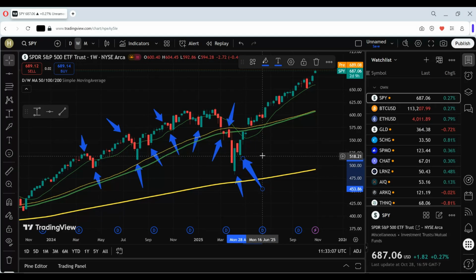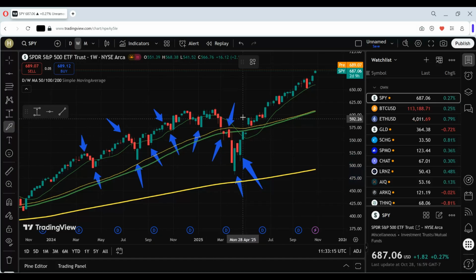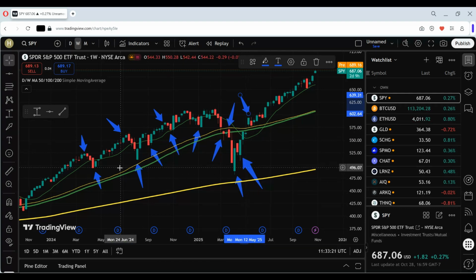So you can say, okay, maybe I'll give this market the benefit of the doubt because we did make a higher low. And then we made a higher high here. Okay, we're back in trending mode. That's what they call an uptrend or a downtrend. You want to see higher highs and higher lows. If you don't, it's a warning flag.